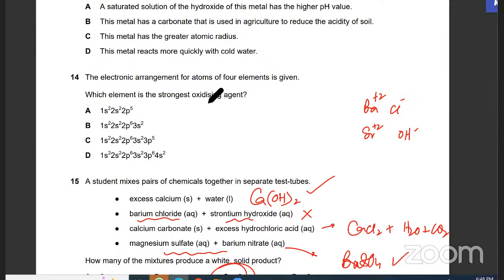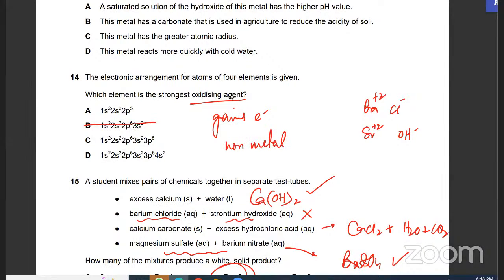Which element is the strongest oxidizing agent? So what does an oxidizing agent like to do? Lose electrons or gain electrons? Gain electrons. So it gets reduced itself, right? So it gains electrons. So is it a metal or a non-metal? Non-metal. So you've got non-metals because they gain electrons.